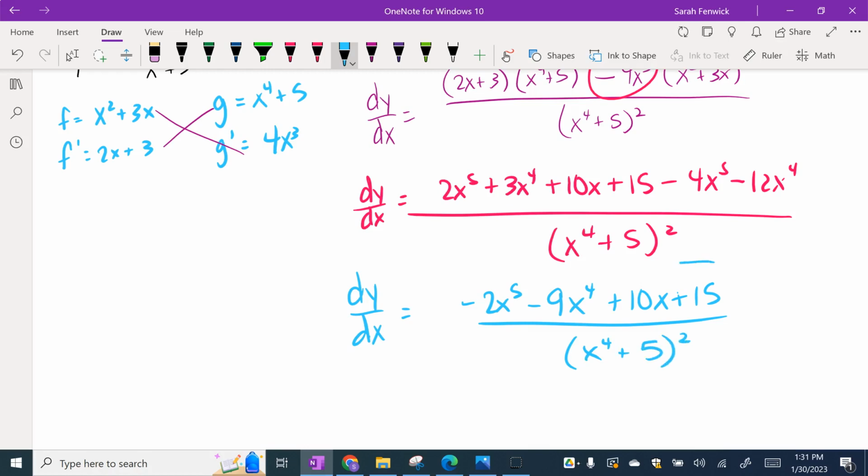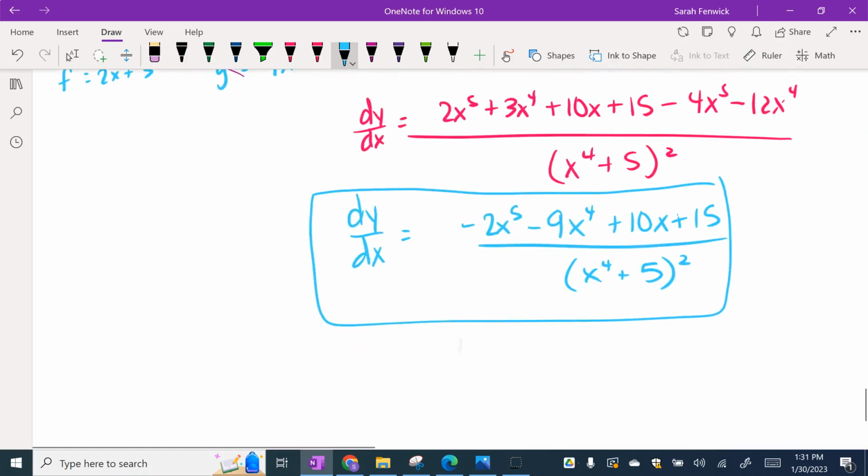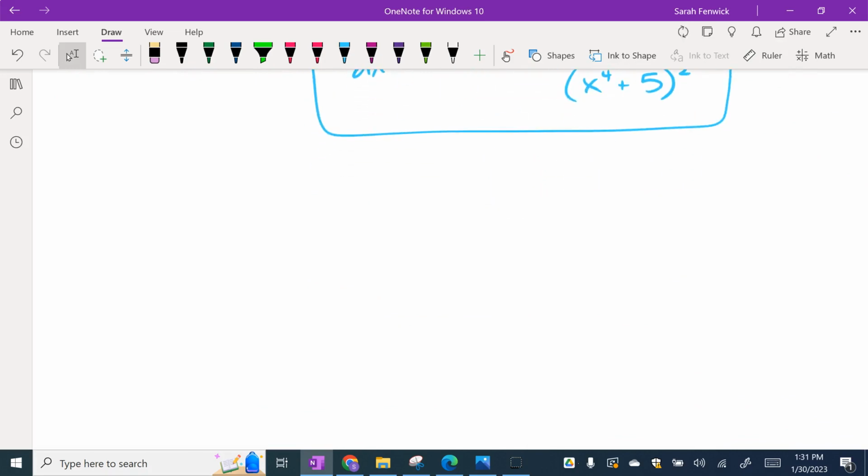Now, in this answer, this is the way I write mine because I prefer for my powers to be descending. However, a lot of people don't like having a negative lead term, so they will turn it around and do 15 plus 10x minus 9x to the fourth minus 2x to the fifth, but it's the same answer. All right, so that was quotient rule. Let's see what I have next. A little bit of chain rule.